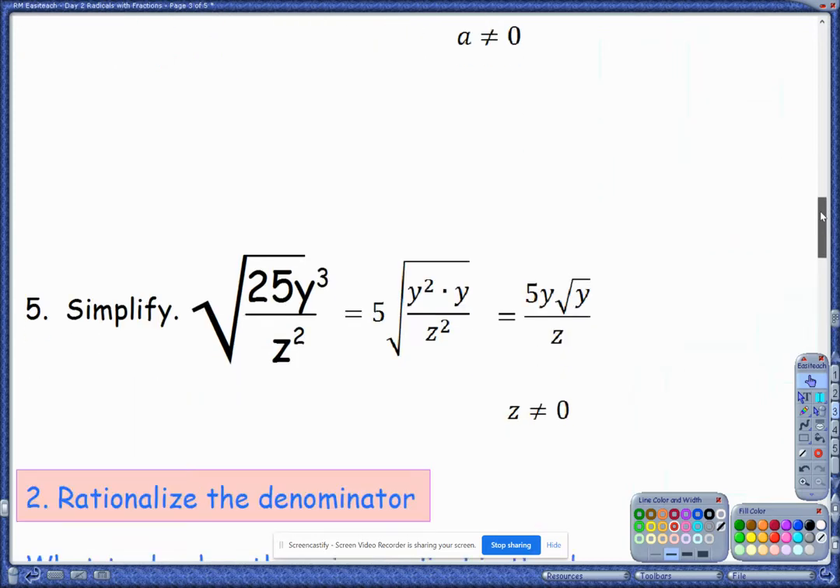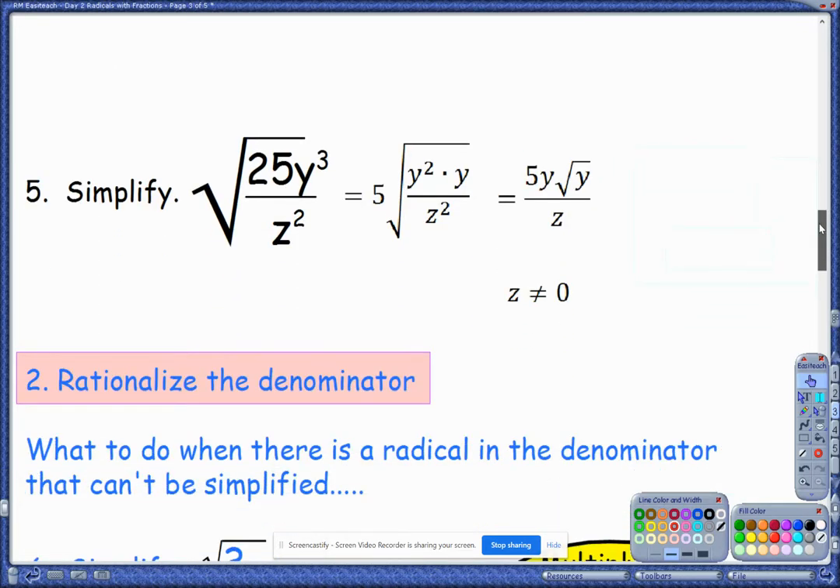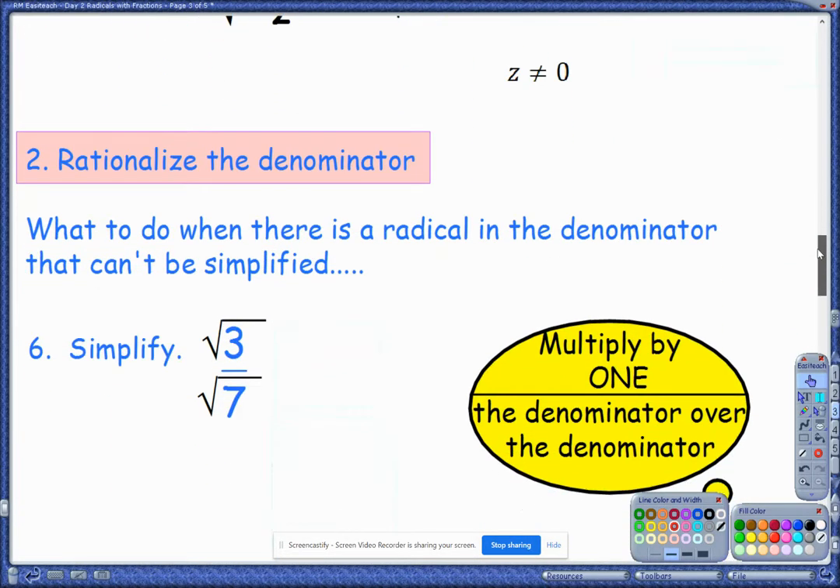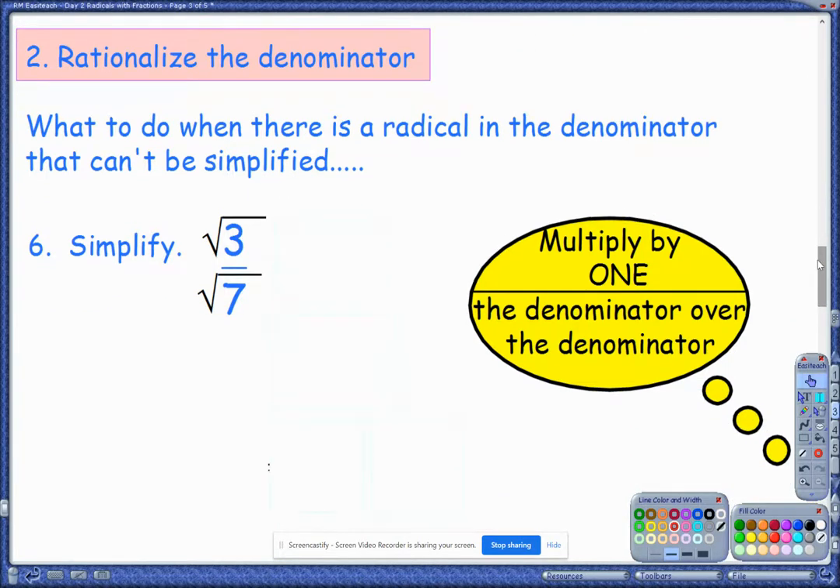So the next thing you need to know, and this is a very, very important item, is how to rationalize the denominator. What to do when there is a radical in the denominator. Remember that radicals are irrational numbers, and we cannot have irrational numbers in the denominator. Here we have radical 7 in the denominator, so we want to get rid of that.